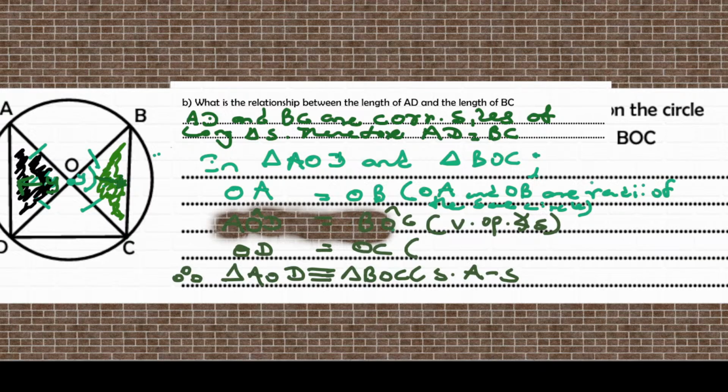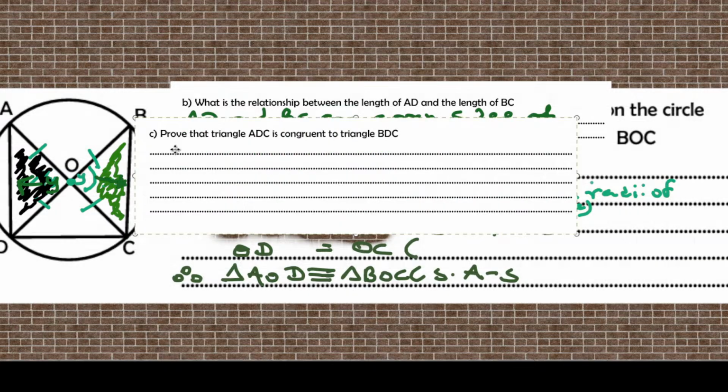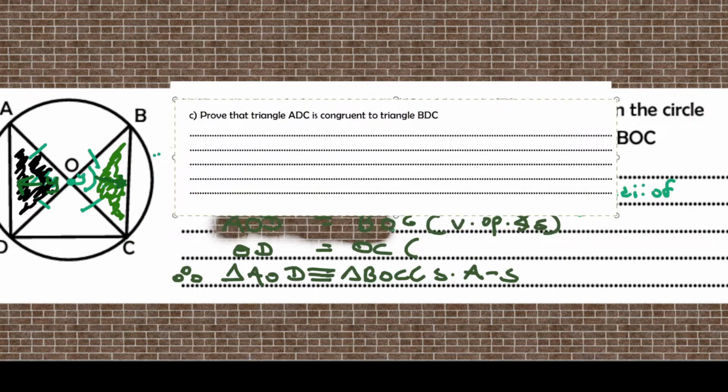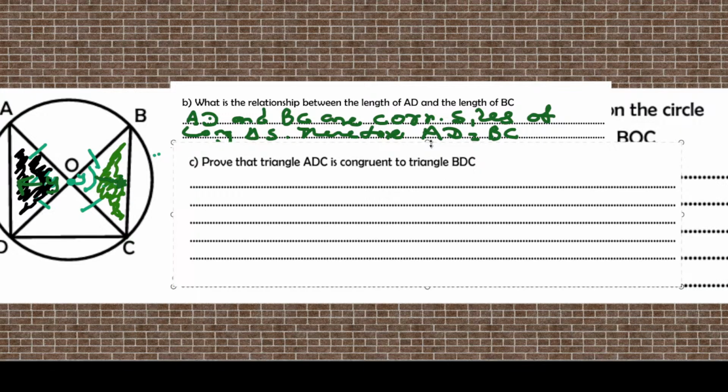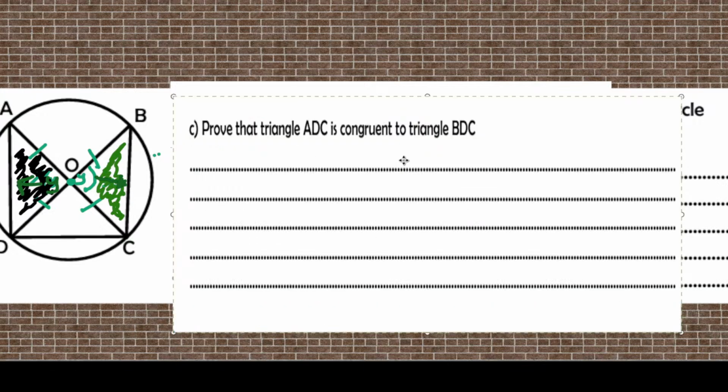We have been asked to prove that triangle ADC is congruent to triangle BDC. All right, how do we do this? First of all, we have to know where ADC is. So where is ADC?